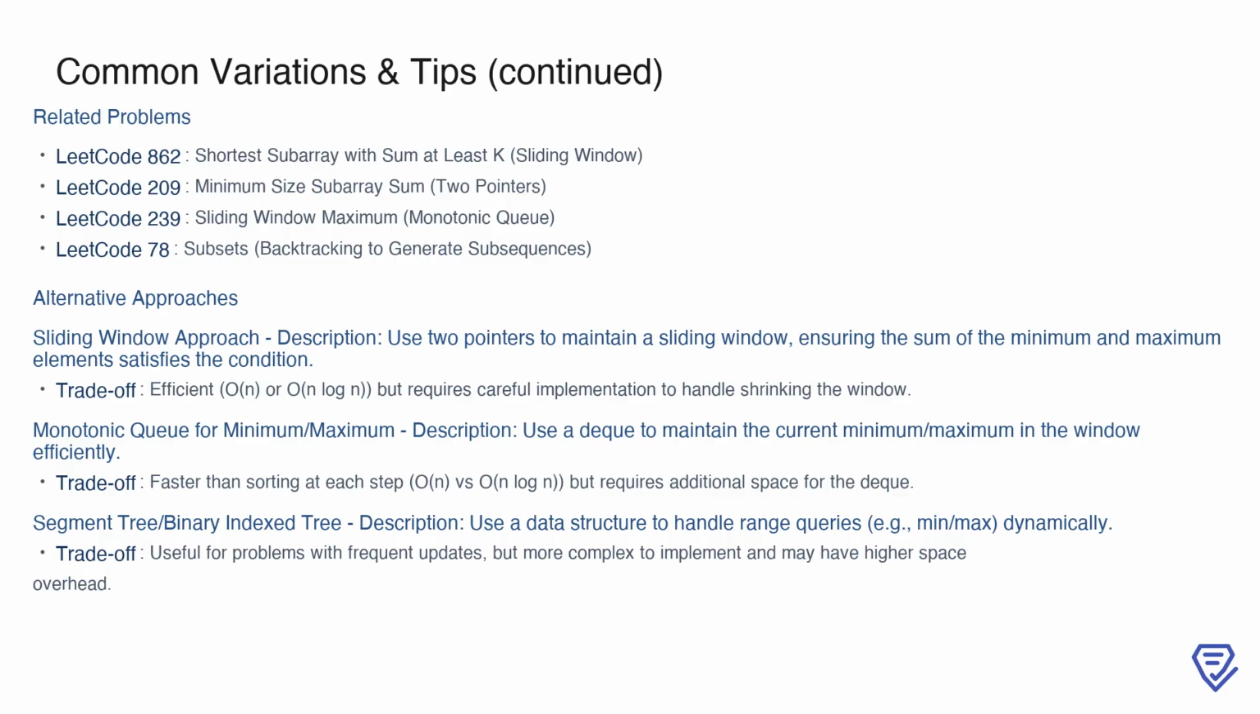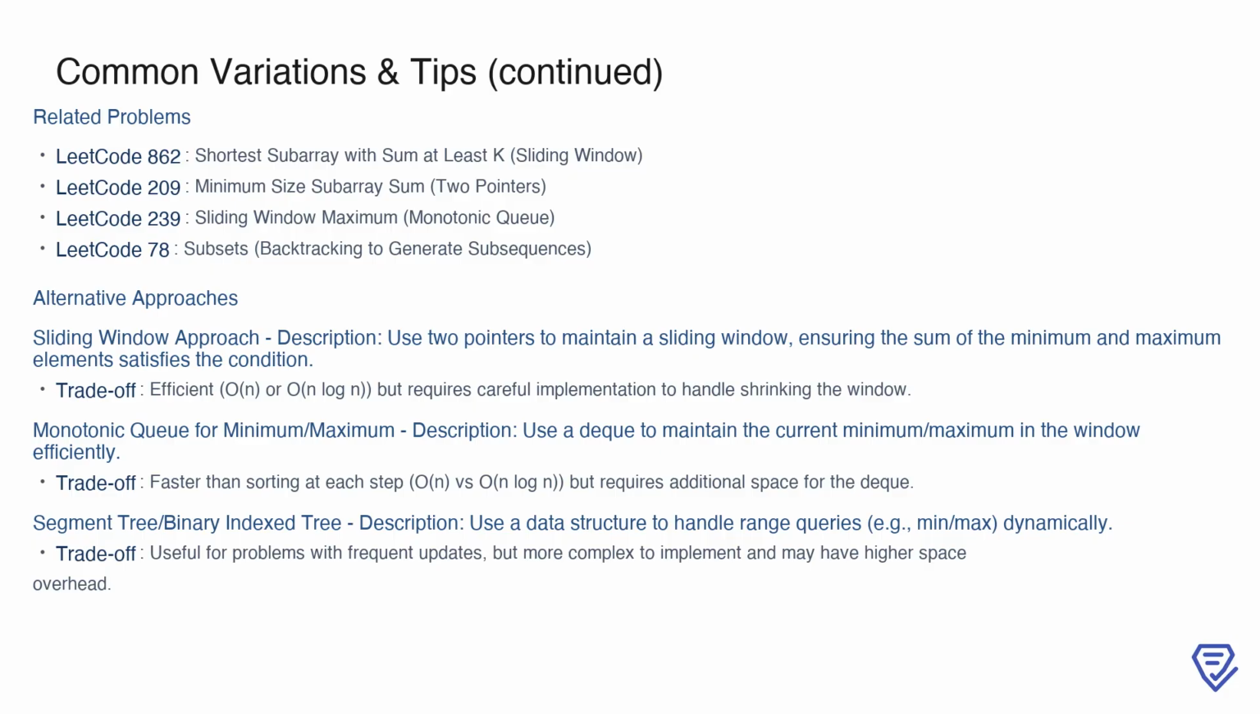In addition to these, alternative approaches to the given problem can be explored. One efficient method is the sliding window approach, where two pointers are used to maintain a valid window while ensuring the condition on the minimum and maximum values is satisfied. This method balances efficiency and simplicity but requires careful attention to shrinking the window correctly.